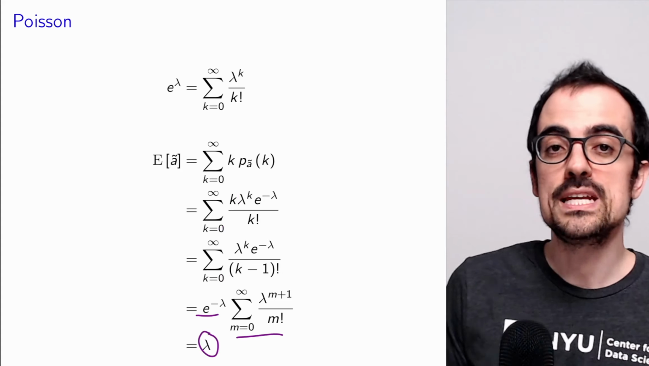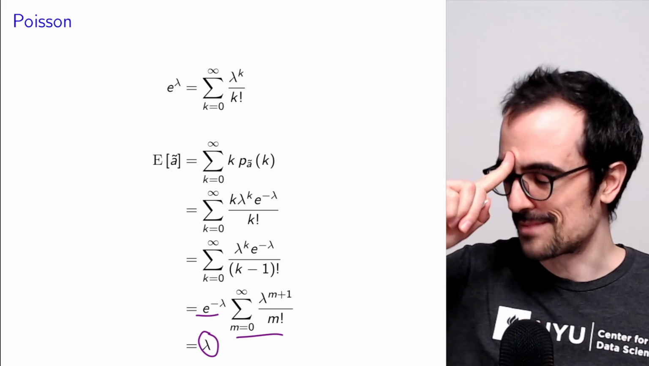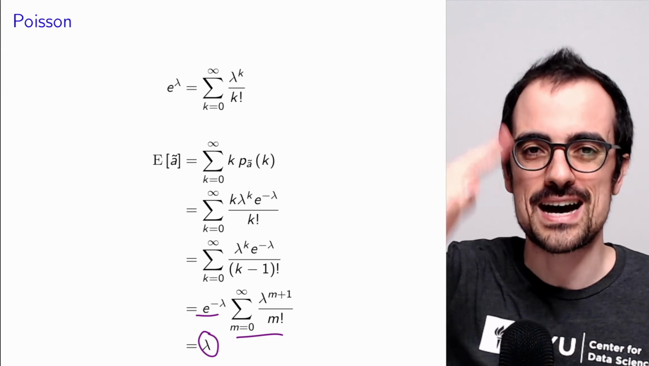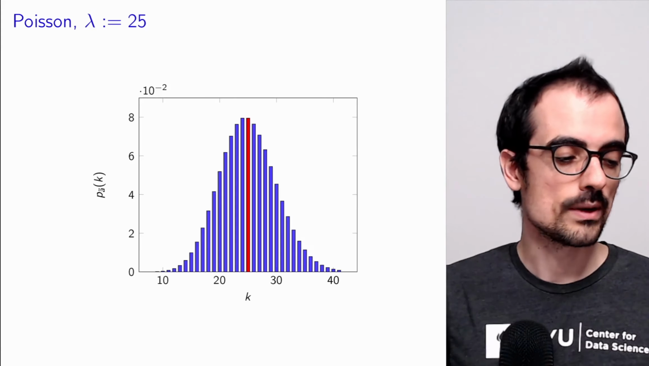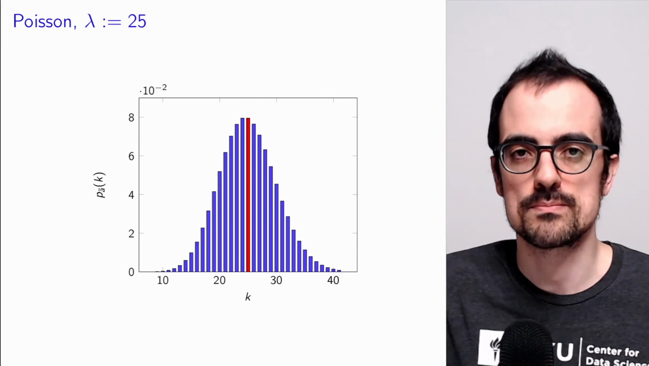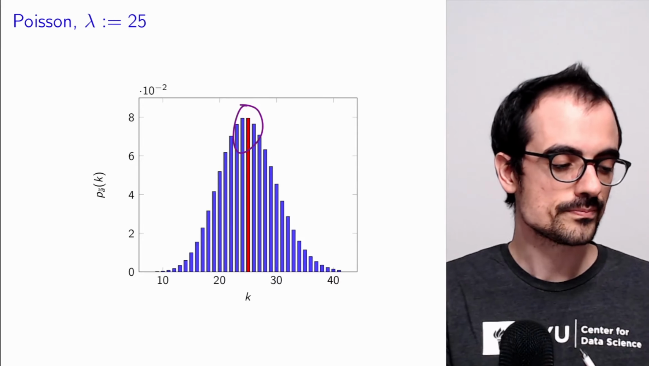So the mean of a Poisson random variable is equal to its parameter. Here we have a PMF of a Poisson random variable with parameter lambda equal to 25. The mean is at 25.